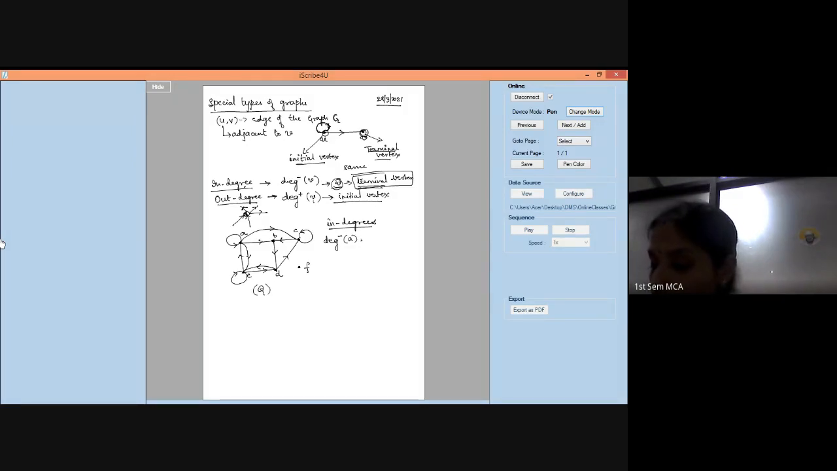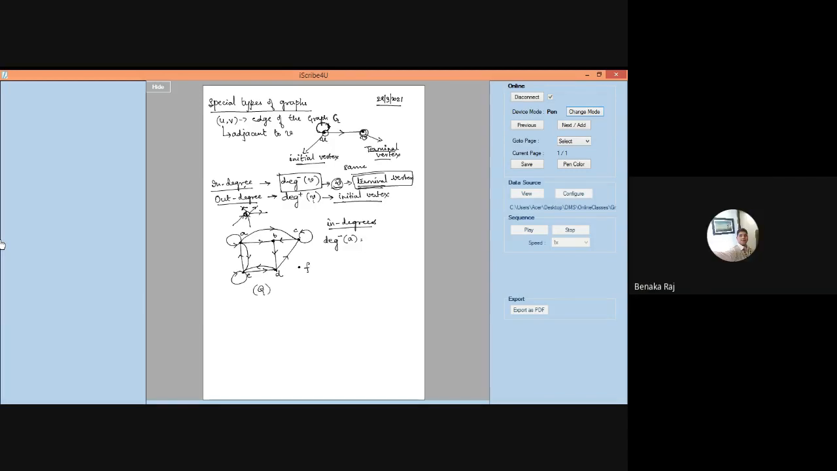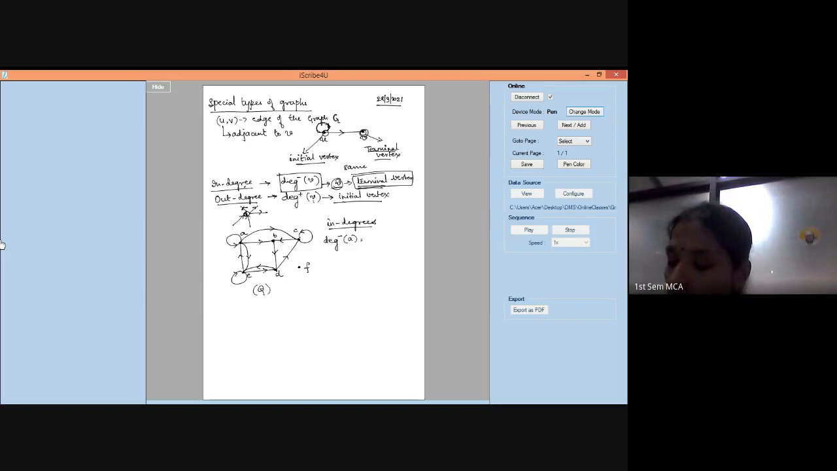How do you represent in degree? We always represent it like this: degree, then a minus sign, and then the vertex, here A. Can anybody tell me what the in degree of A is? 2. Yes. A loop will also be considered, since it starts at A and terminates at A.